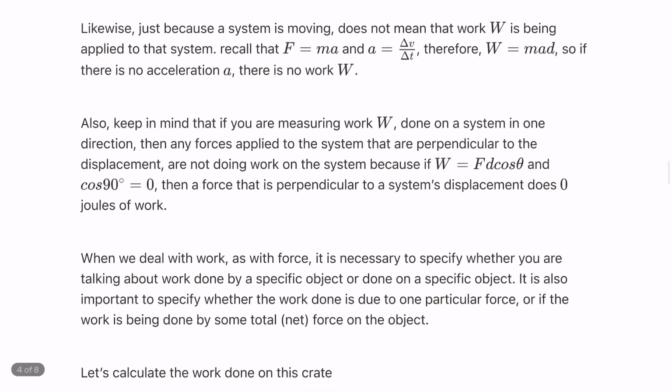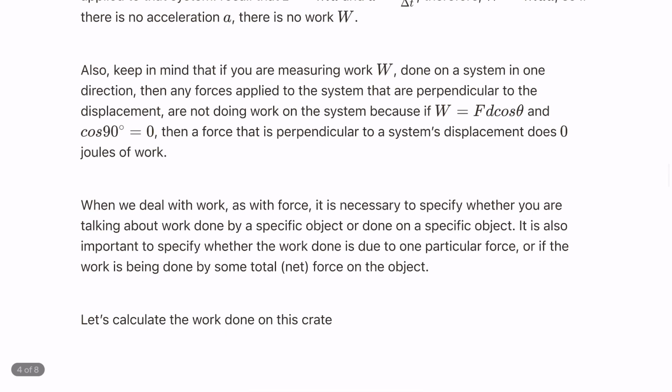Also, keep in mind that if you're measuring work done on a system in one direction, then any forces applied to the system that are perpendicular to the displacement are not doing work on the system. Because if work is equal to the product of force and displacement times cosine theta, then you need to recall that cosine of a 90-degree angle is equal to 0. So then you're just multiplying the product of your force and displacement by 0. Therefore, we will have 0 joules of work if you're applying some force that is perpendicular to the displacement.